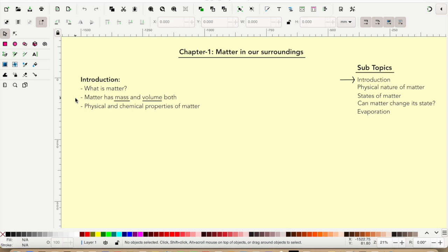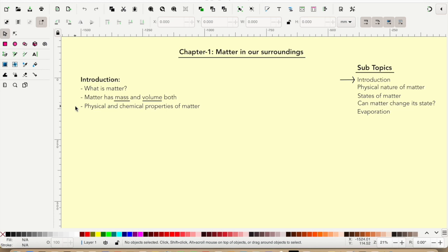Volume means occupies space. Suppose you are given a list of things or objects and you have to identify which one is matter and which one is not. Then you should see which object has mass as well as volume. That will be matter. For example, a pencil is a matter as it has mass and volume both, whereas something like anger, love, hate has no mass or volume, so they are not matter.